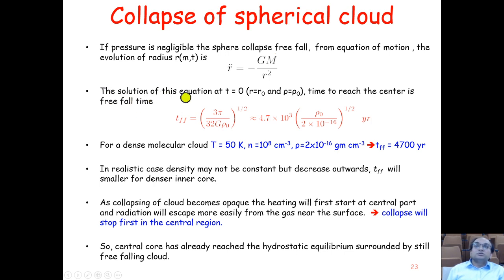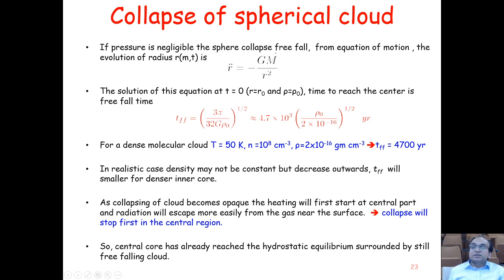So the solution of the equation at t equal to 0, from R equal to R0 and density rho equal to rho 0, the free fall time t_ff, I just changed the notation here, comes to 4.7 times 10 to the power 3 times rho 0 upon 2 into 10 to the power minus 16, to the power half, years. So for a dense molecular cloud, with this parameter, we get the free fall time as approximately 4700 years.